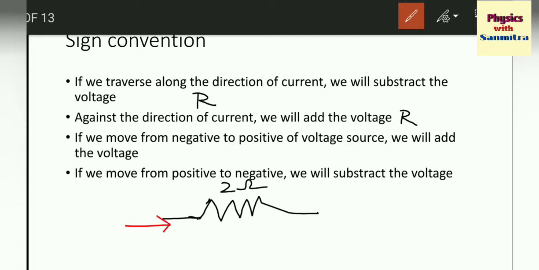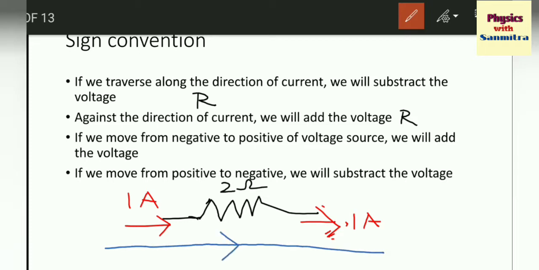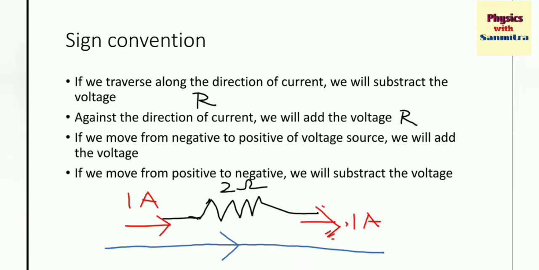Suppose the current flowing is 1 ampere. With this red color pen, I am showing the actual direction of current. The current flowing is 1 ampere. Now with this blue color ink, I am showing you the direction we are considering the loop. That means we are running the loop from left to right. Like this we are running the loop from the left side to the right side.